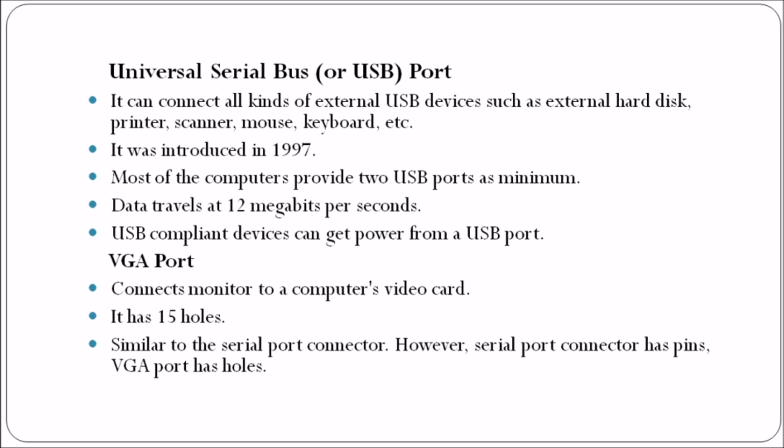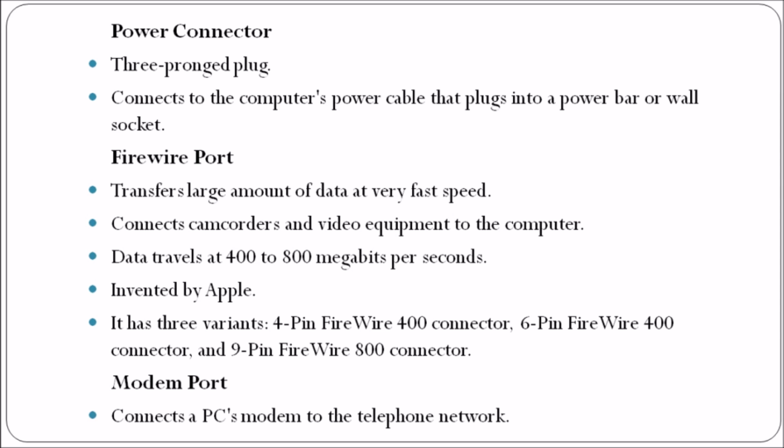VGA port connects monitor to a computer's video card. It has 15 holes, similar to the serial port connector. However, serial port connector has pins. VGA port has holes. Power connector. Three-pronged plug connects to the computer's power cable that plugs into a power bar or wall socket.